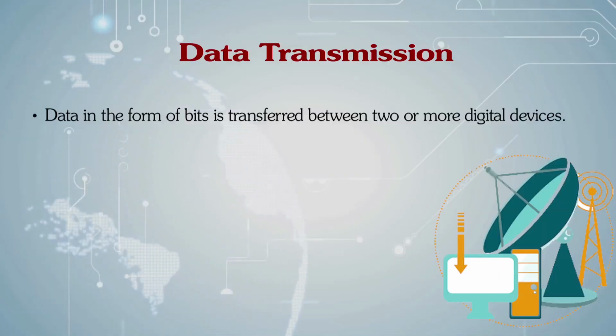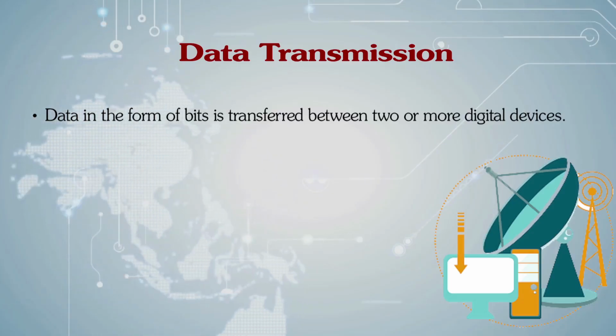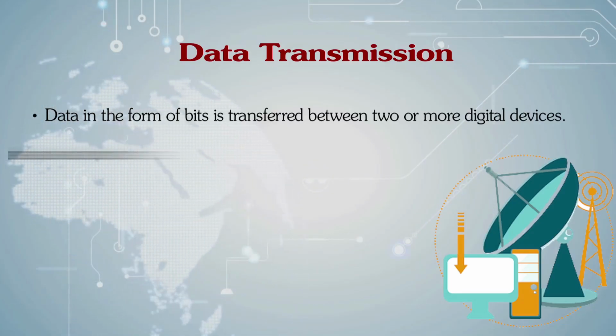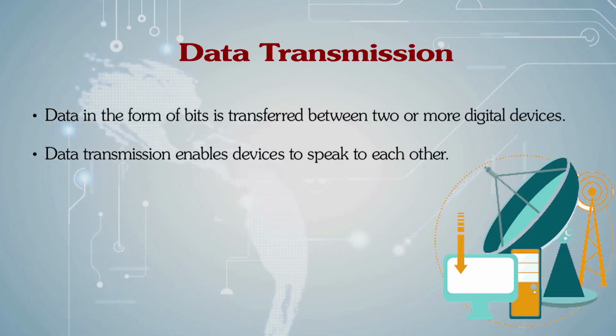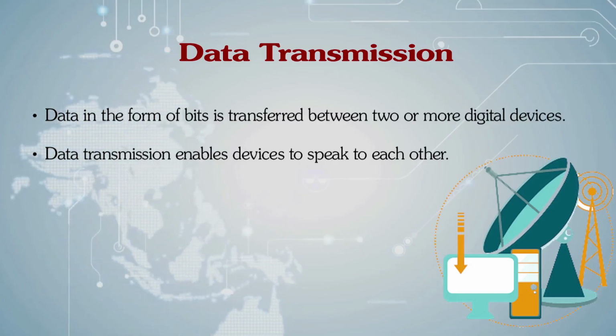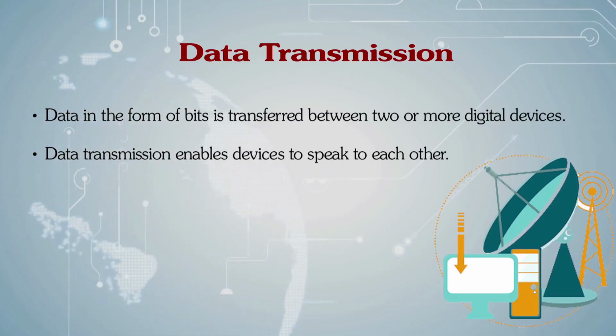Data in the form of bits is transferred between two or more digital devices. So data is basically in the form of bits, or in the form of a signal. Data transmission enables devices to speak to each other. So when you send an email to someone, you are basically talking to someone else. You can also chat, as people do on WhatsApp and other kinds of media.